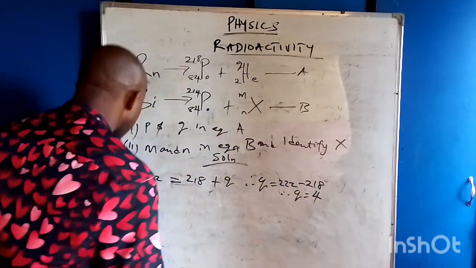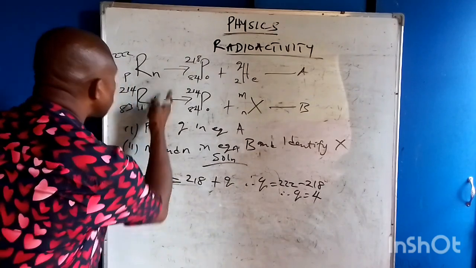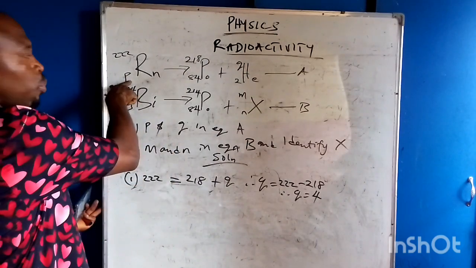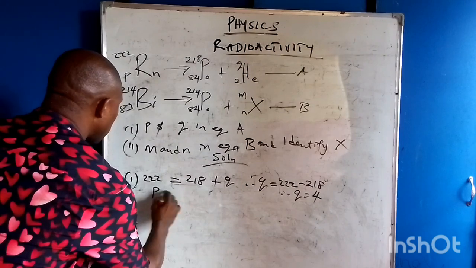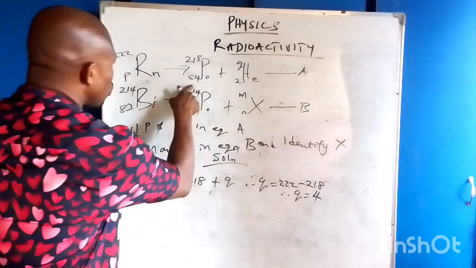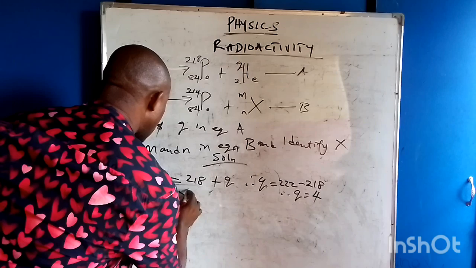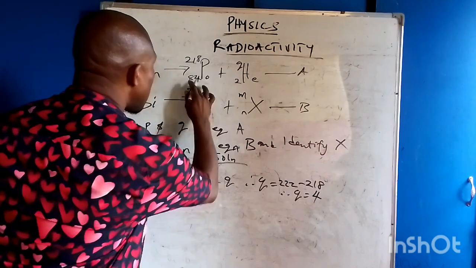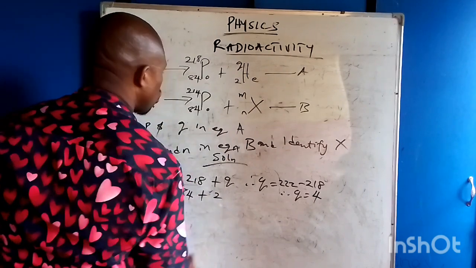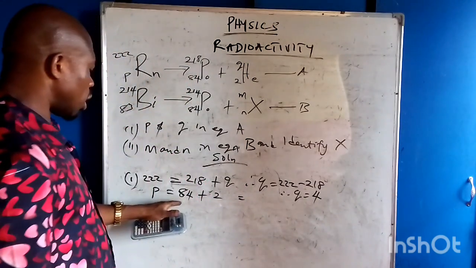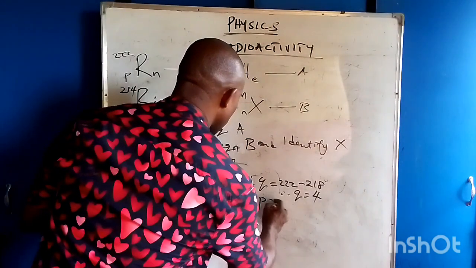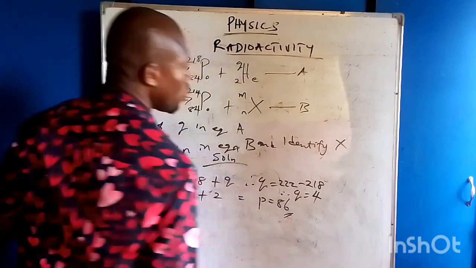Now, still on this one, equate all the proton numbers. We have P is equal to 84 plus 2, which will give us 86. Therefore, P is equal to 86. We have gotten that one.